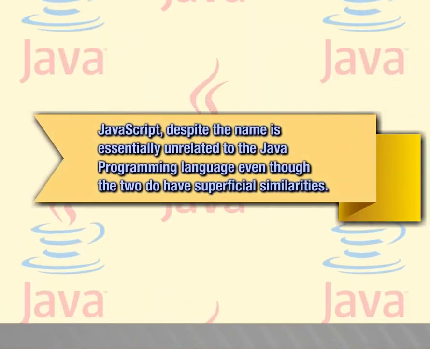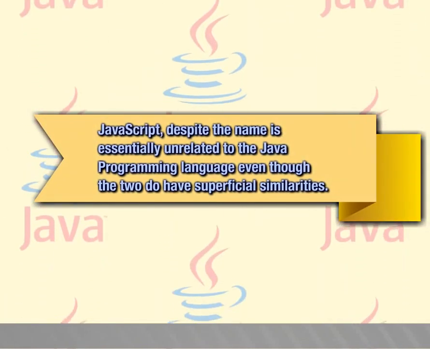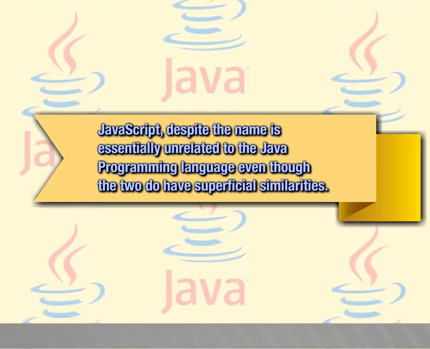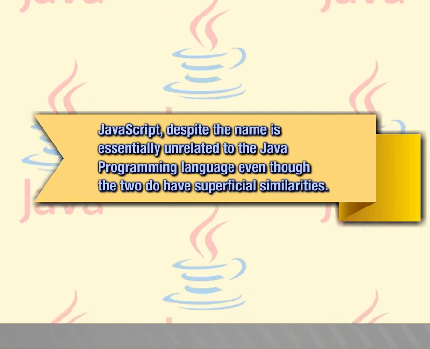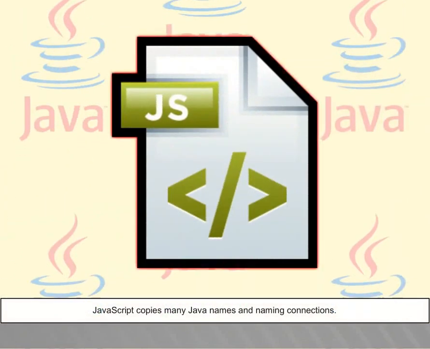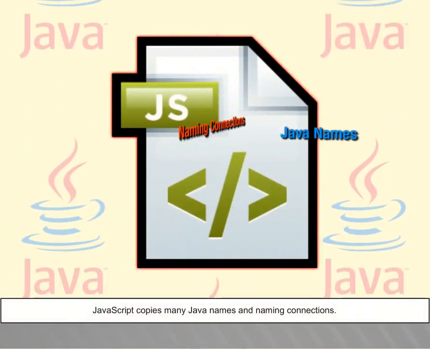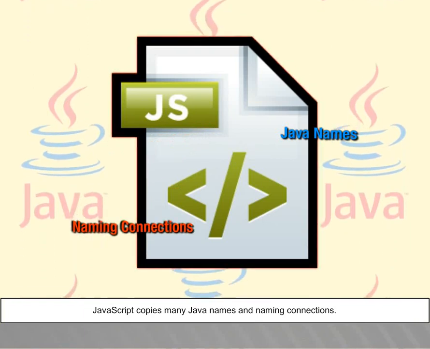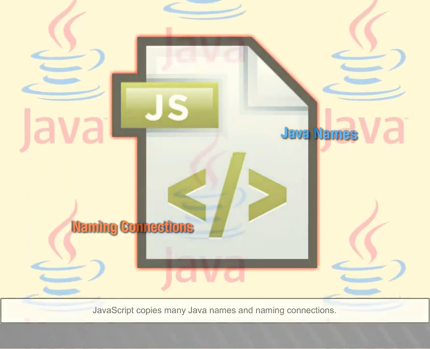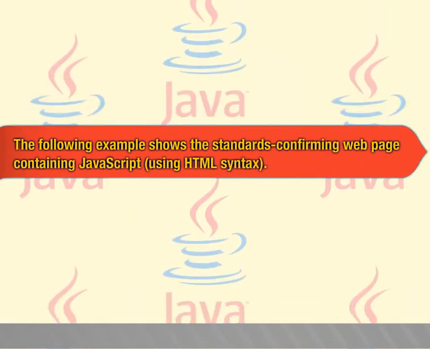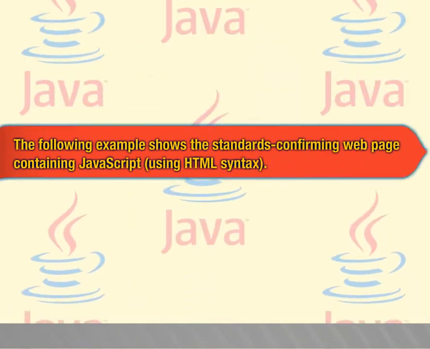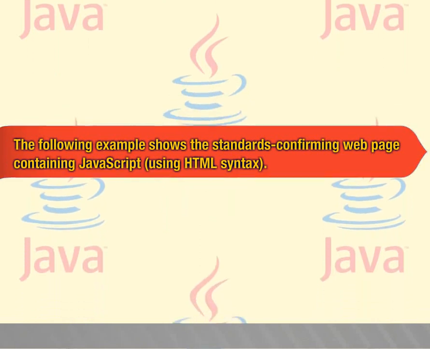JavaScript, despite the name, is essentially unrelated to the Java programming language, even though the two do have superficial similarities. JavaScript copies many Java names and naming conventions. The following example shows a standards-conforming web page containing JavaScript using HTML syntax.